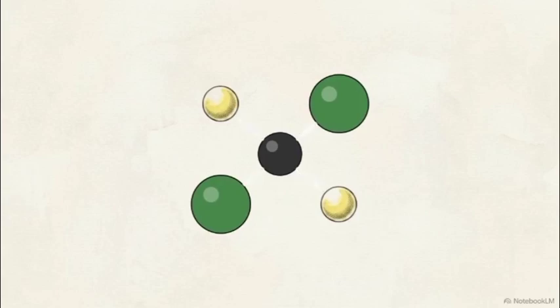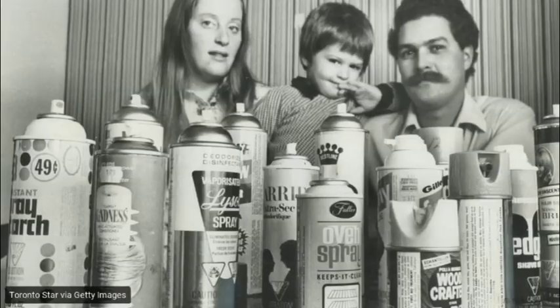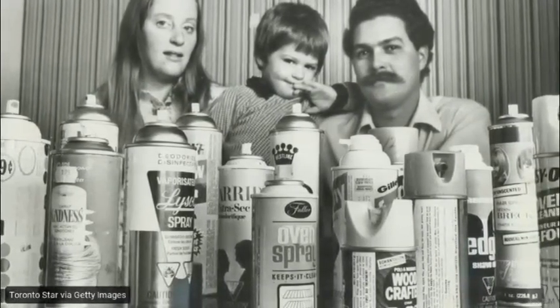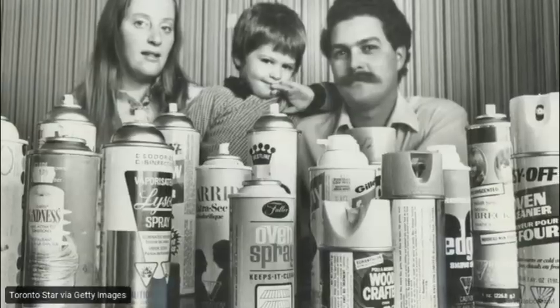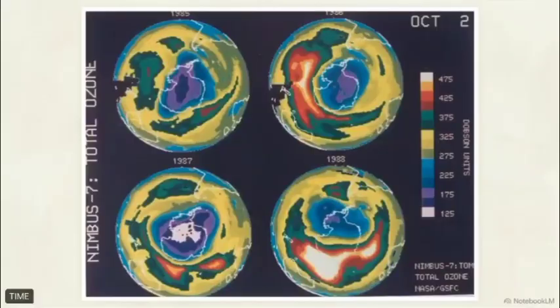By combining chlorine and fluorine on carbon centers, chemists engineered chlorofluorocarbons, or freons. Their stable geometry made them ideal, non-toxic propellants for aerosols and refrigerants, resulting in their mass production and daily use. These satellite readings show a massive, expanding void in the total ozone over Antarctica between 1985 and 1988.